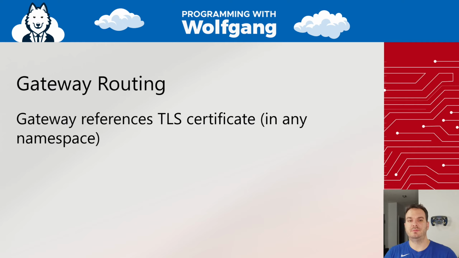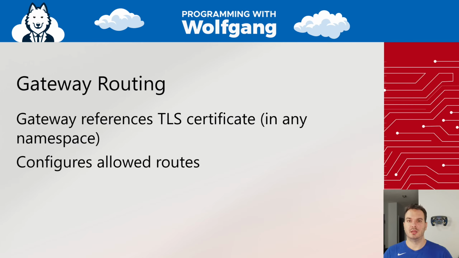Also, as we have seen, the gateway can reference the TLS certificate. This can be either in the same namespace or in a different namespace. If it's in a different namespace, then you also have to provide an additional object. I think it's called reference grant. This gives the permission for the gateway to access the secret, since the request comes from a different namespace. This is just a small configuration, but in general, it's no problem at all, no matter where your secret or TLS certificate is located.